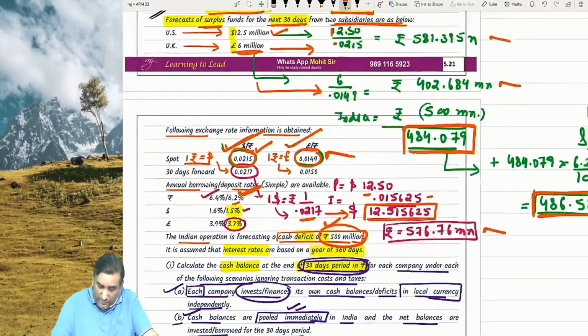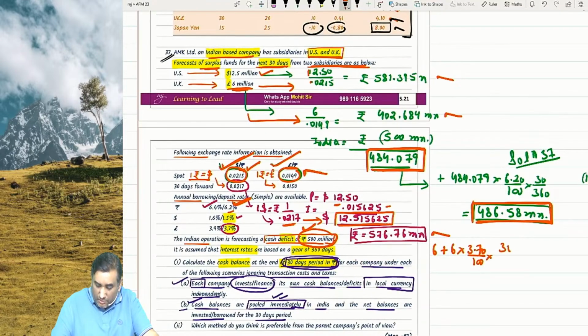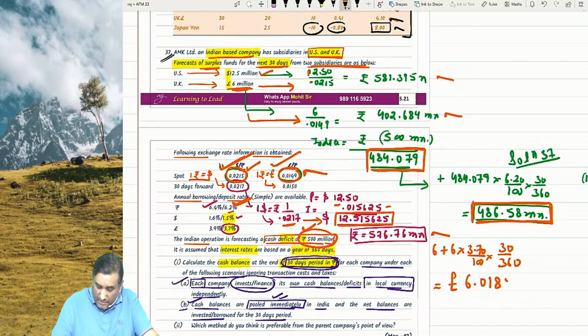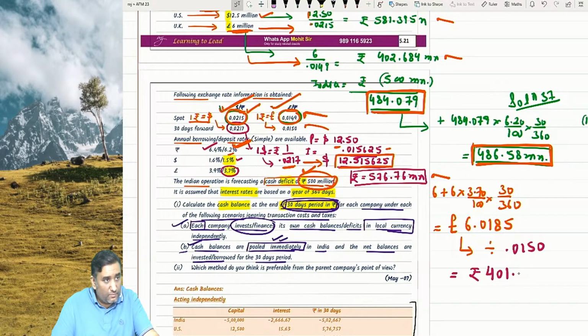How much pound do you have? 6 million, right? First 6 million, plus you will do 6 into the pound earning rate, which is what? 3.7 into 30 by 360. How many pounds after 30 days? 6.0185. And this will be converted at what rate? The forward rate. This will be converted by dividing by 0.0150. How much will you get? 401.23.